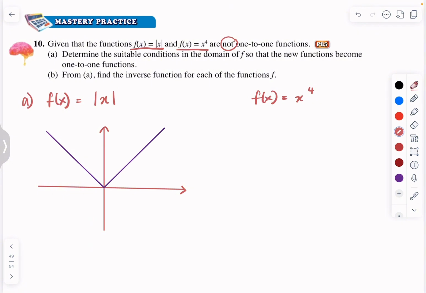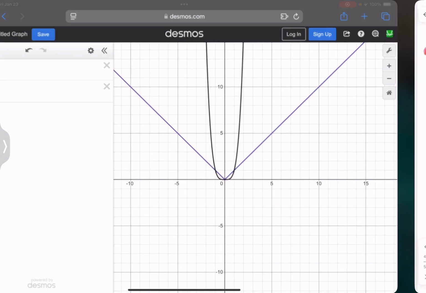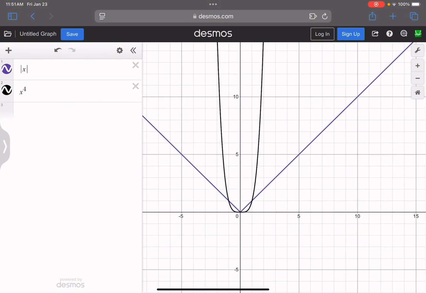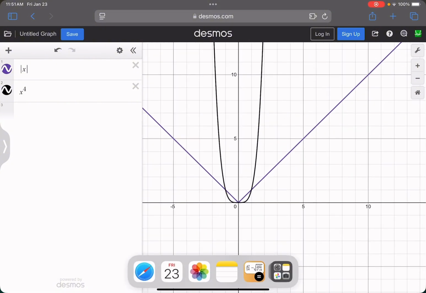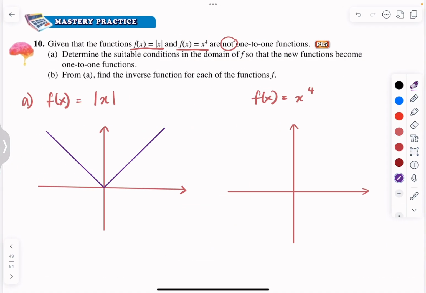Okay, and then for x power 4, our graph looks like a quadratic graph, but it's a bit flat at the bottom. So it goes like that and then flat and then goes up. Okay, so now let's check if they are not one-to-one. They said they are not one-to-one, right? Okay, so if it's not one-to-one, what relation is this?